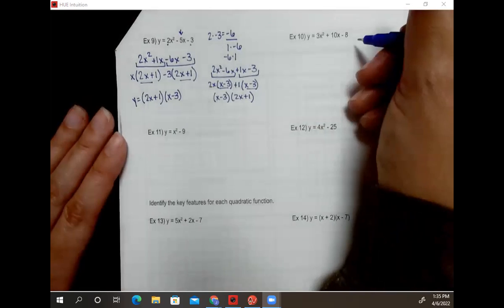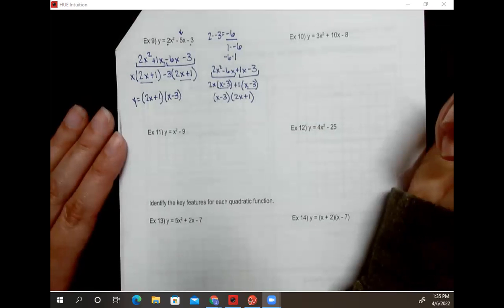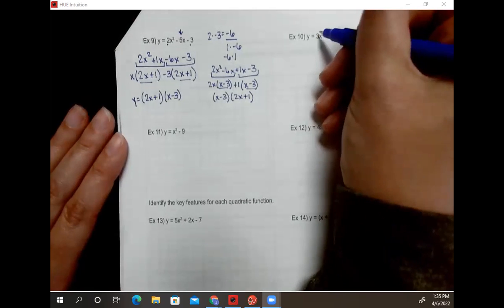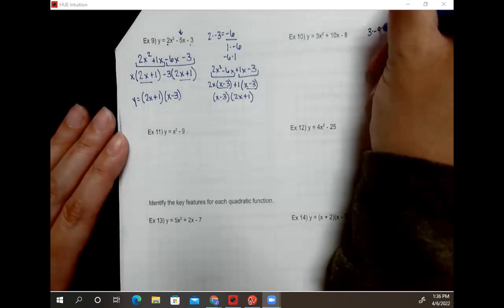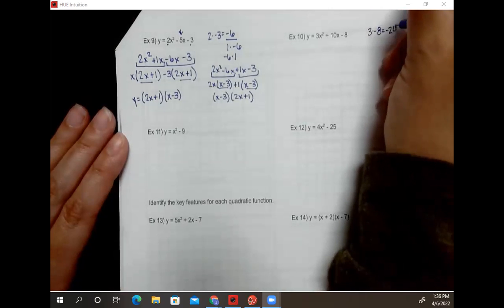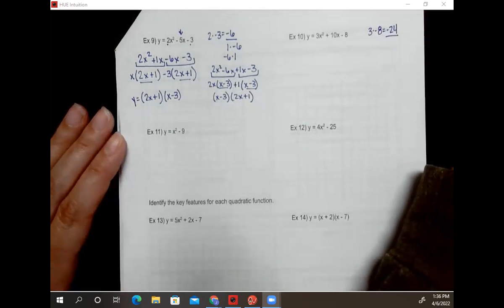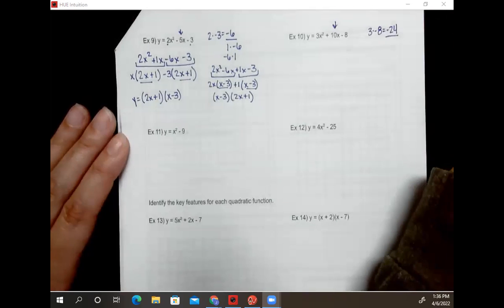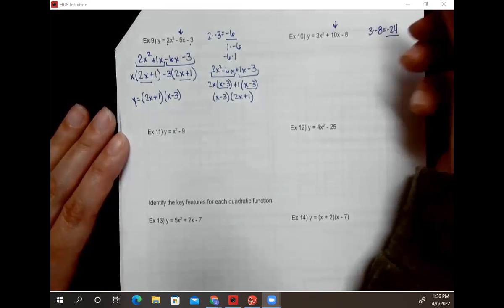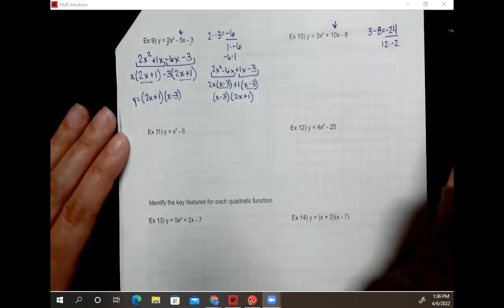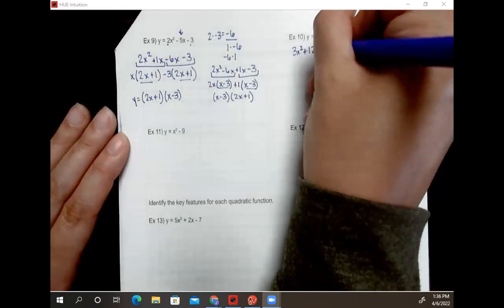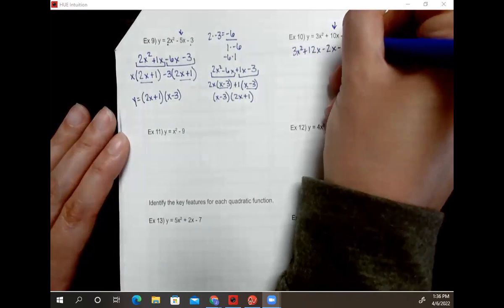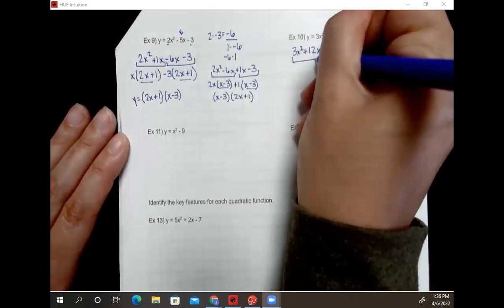Okay. Do I have a GCF here? Nope. Since my a value, my leading coefficient, is not 1, we have to use the AC method again. So 3 times negative 8 gives me negative 24. I need factors of negative 24 that add to 10. 12 times negative 2, that will do it. So 3x squared plus 12x minus 2x minus 8. And then split this up into groups.